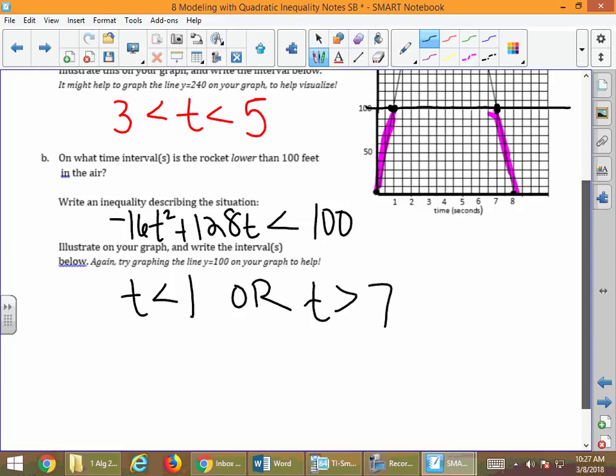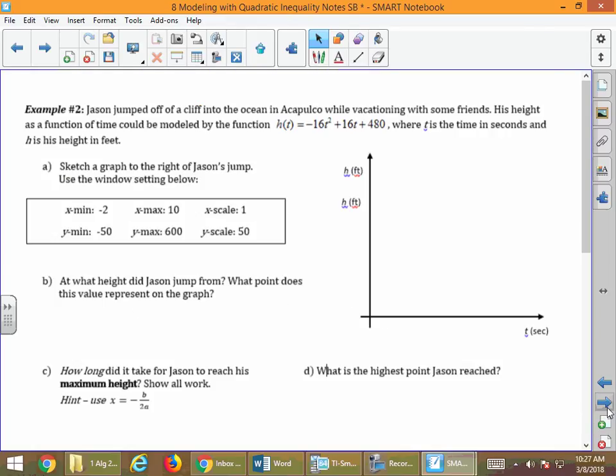So again, integrating both our concepts, the modeling and then the inequalities. As we flip our notes over, let's try to put it all together here. It says, Jason jumped off a cliff into the ocean in Acapulco while vacationing with some friends. His height as a function of time could be modeled by this function of h of t equals negative 16t squared plus 16t plus 480, where t is the time in seconds and h is the height in feet.